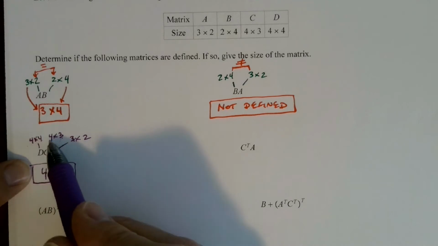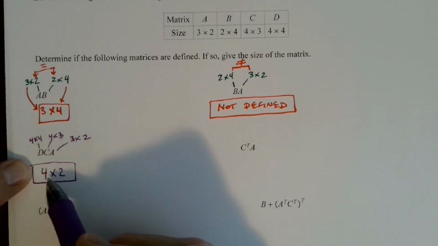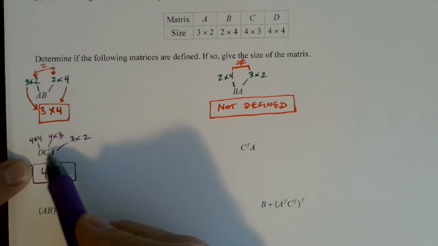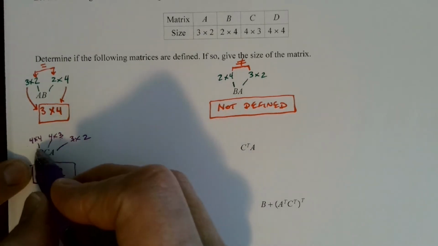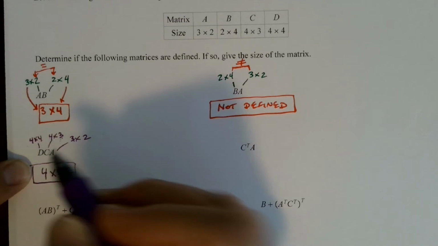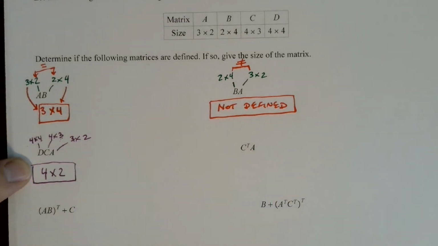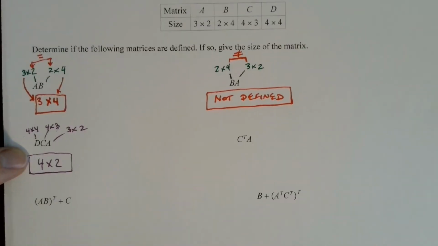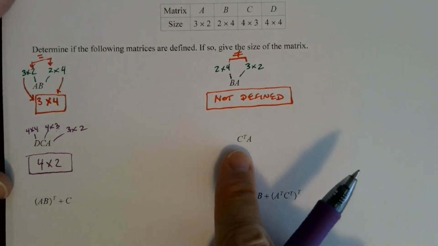What about a 4 by 4 times a 4 by 2? Well, that's defined, and it's 4 by 2 as well. And it's the same thing. So I don't need parentheses in any way. You can put parentheses around the D and C or around the C and A, and it means the same thing. Matrix multiplication, we say, is associative.